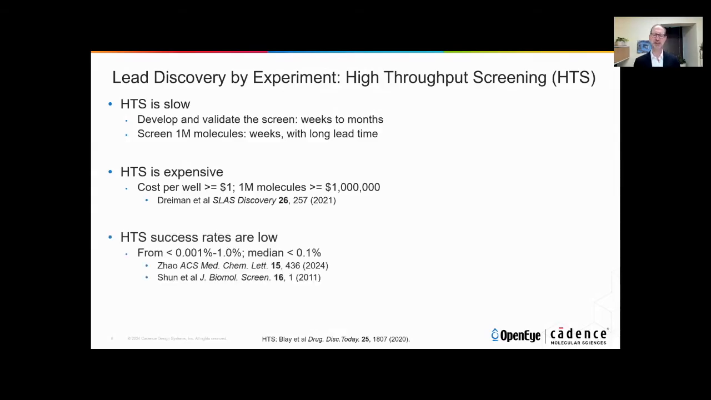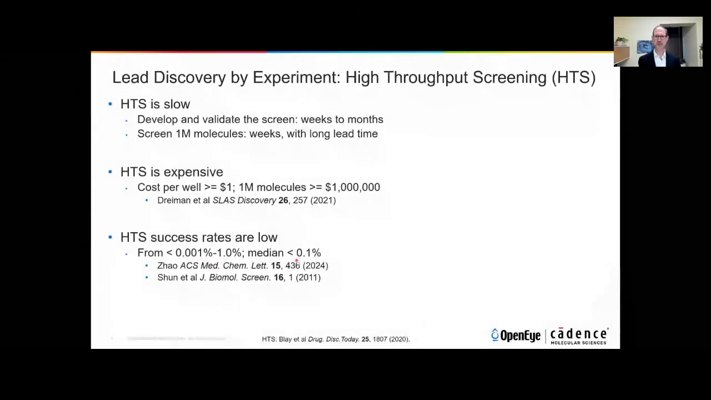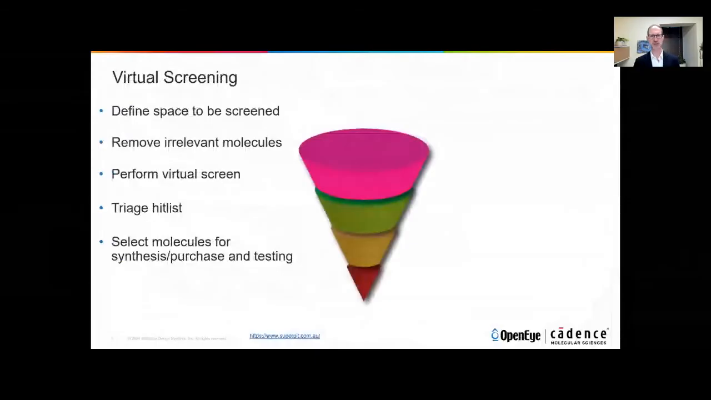And the success rates, depending on the target and the molecule database of screening, vary significantly. They can be as low as less than 1 in 100,000. They can be a lot higher. The median from recent literature seems to be somewhere around 1 in 1,000 or less. And that's why more or less everybody in this area has turned to the computational equivalent, virtual screening.